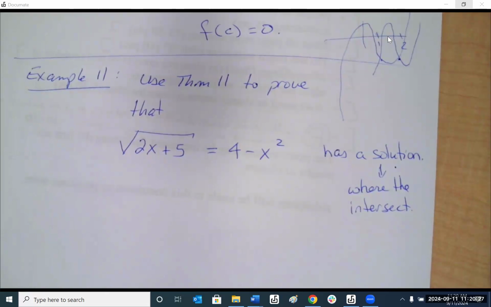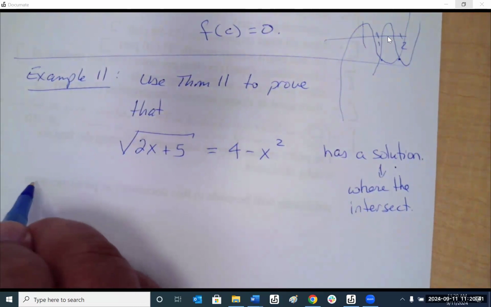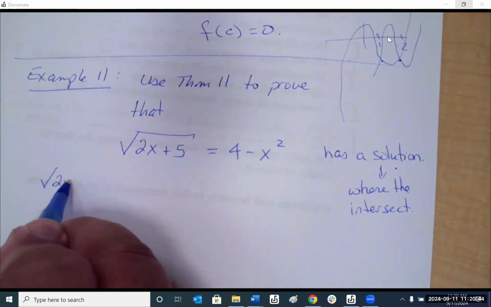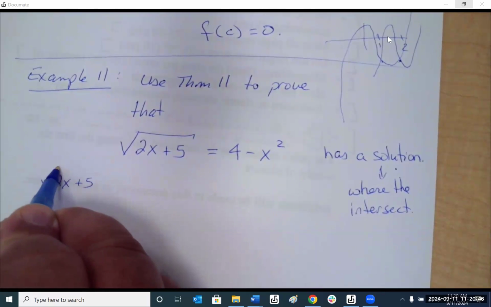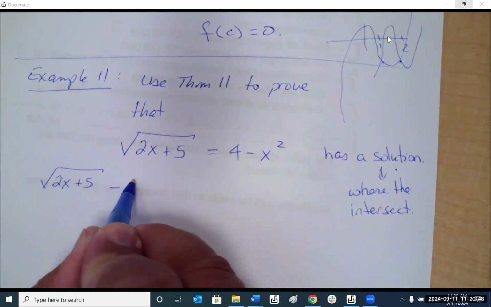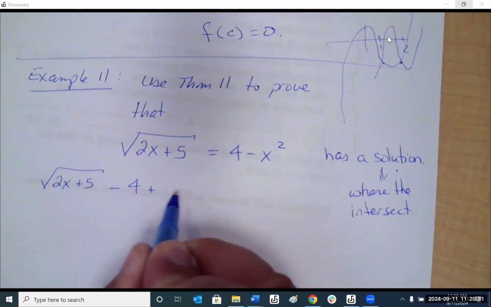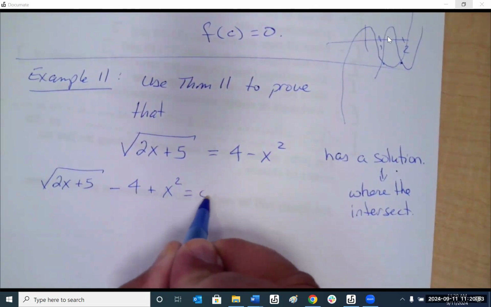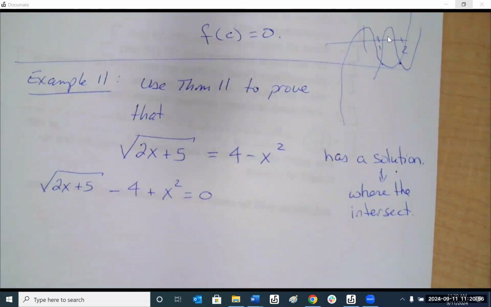So what's my first step? It has to be set equal to what? 0. So we've got to move everything over. Minus 4 plus x squared equals 0. Now what do we do from there?